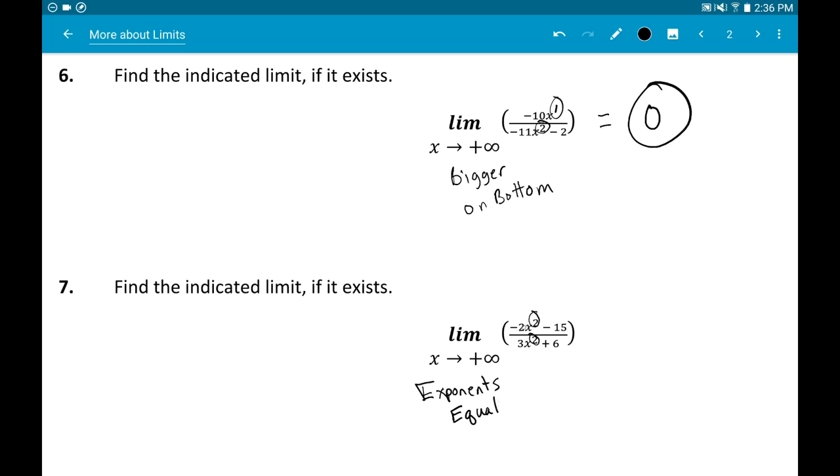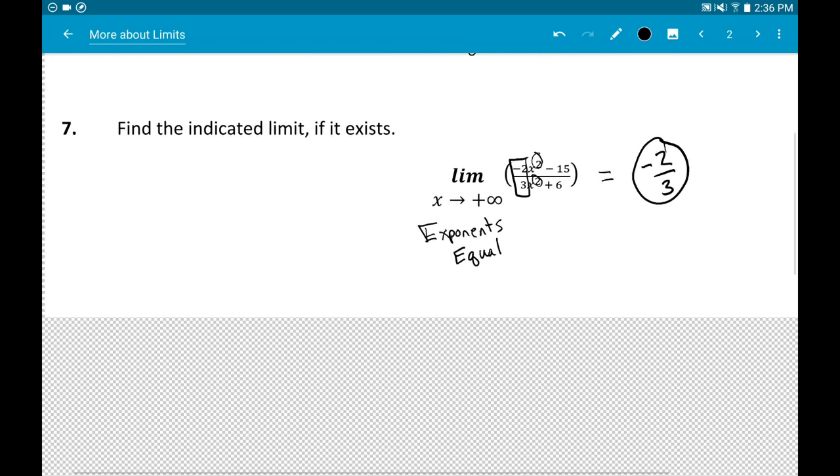And when that occurs, you just look at the ratio of the leading coefficients. So the leading coefficient on the top, where the x squared was, is going to be negative 2. And on the bottom, where the x squared was, your coefficient is going to be a 3. So you're going to have negative 2/3 there as your solution. Alright, pretty simple so far.